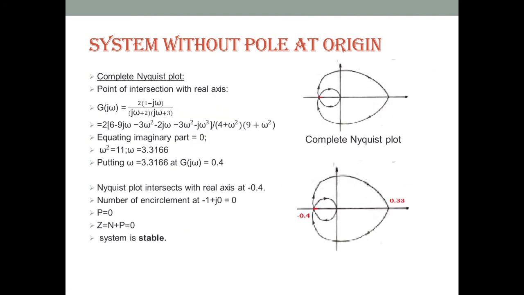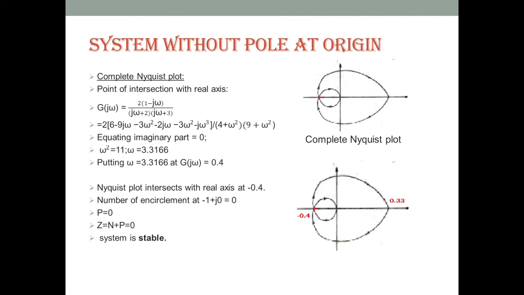Next we are finding the complete Nyquist plot, where the plot is starting from 0.33 at this point, and then this is the section 1 mapping. For section 2 it is plotted at 0, and for section 3 it is the mirror image of section 1. So this is the complete Nyquist plot.